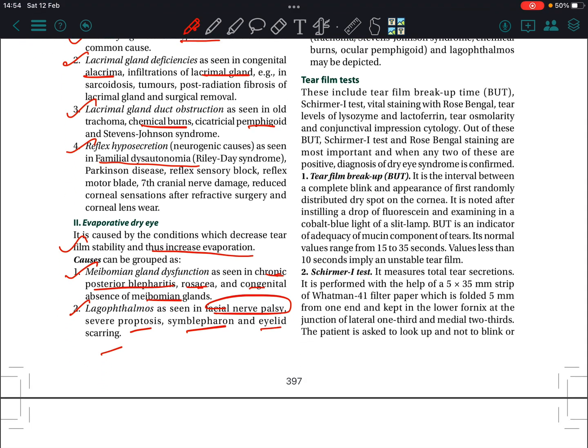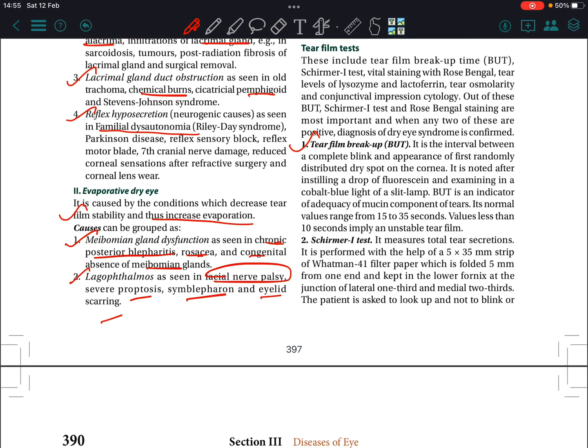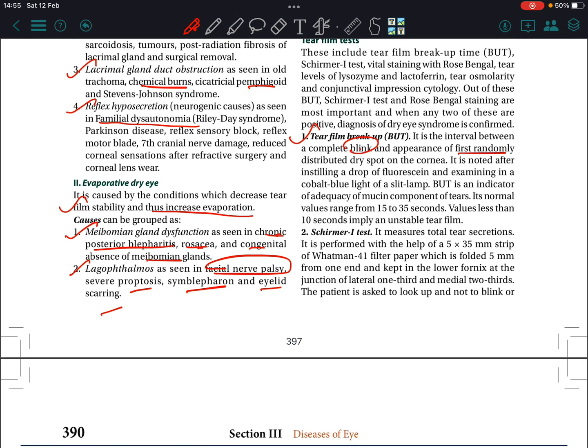Tear film tests. Tear film breakup time (BUT) is the interval between a complete blink and the appearance of the first randomly distributed dry spot on the cornea.